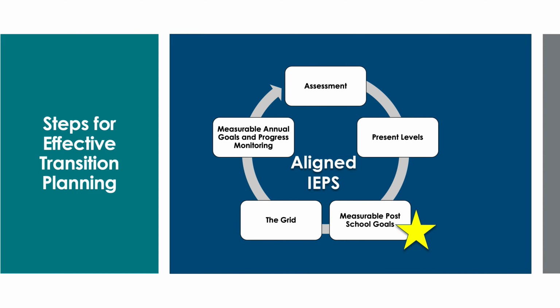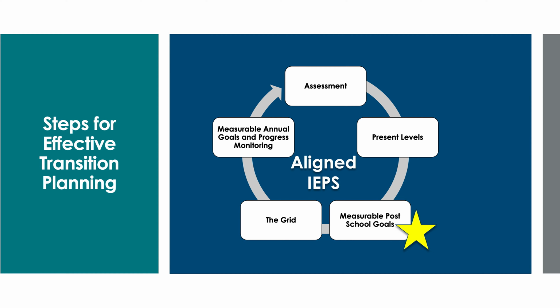The importance of a well-written, highly collaborative present education levels section of the IEP was discussed in the previous module. In this module, we will review how to take the information from the present education levels to help write measurable post-school goals. The student's IEP must contain appropriate measurable post-secondary goals based upon age-appropriate transition assessments related to future education and/or training, employment, and, when appropriate, independent living skills.